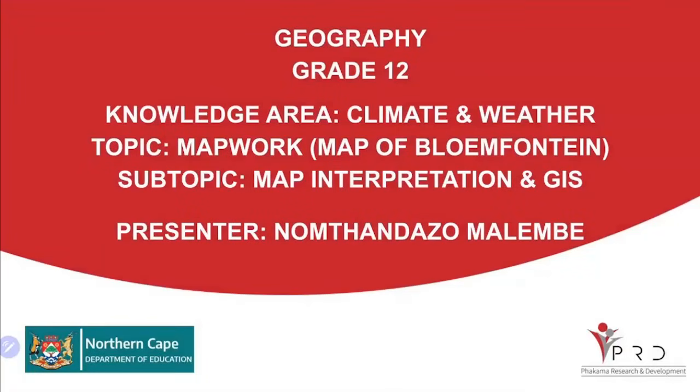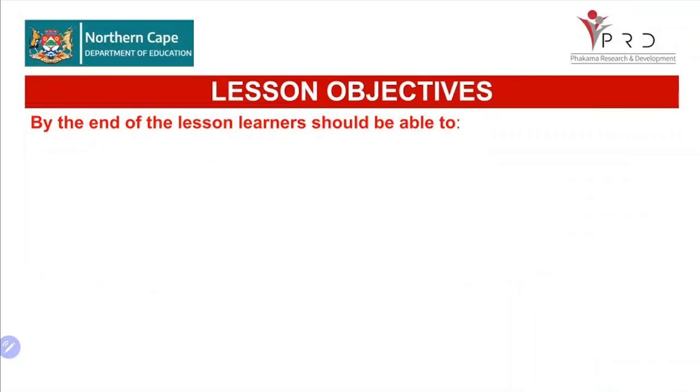So today, learners, we are doing map work. Under map work, we're going to look at the map interpretation as well as your GIS. I would advise each and every one of you to have his or her copy of the map of Bloemfontein, because all the questions are based on the map of Bloemfontein.